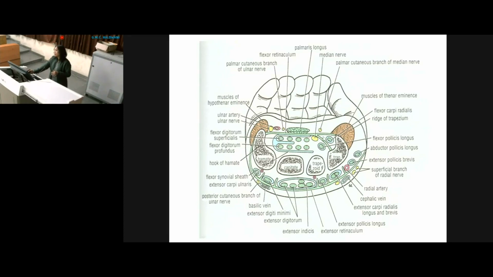Now the structures just above the flexor retinaculum and below the flexor retinaculum, you should learn these, as they are asked in enumeration. The structures which pass just above the flexor retinaculum, as seen in this picture, are the palmaris longus tendon, and the two palmar cutaneous branches of the median and the ulnar nerve, okay, and the ulnar nerve and the artery.